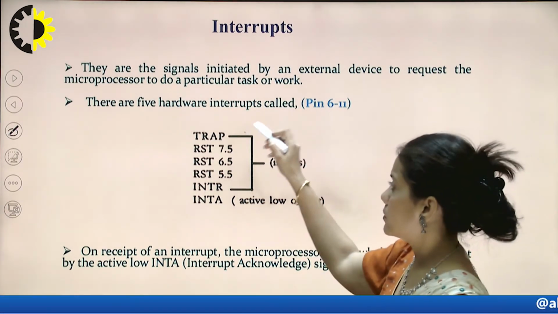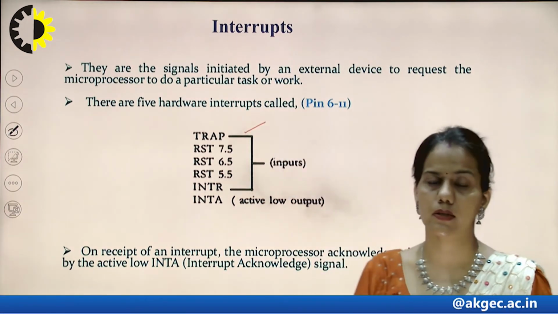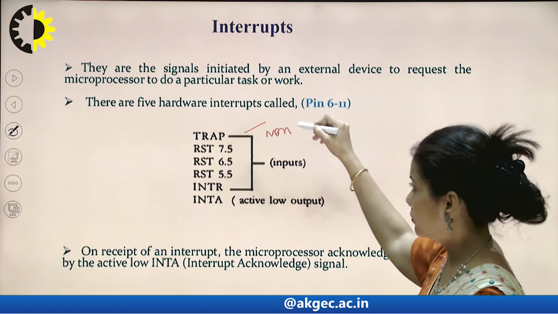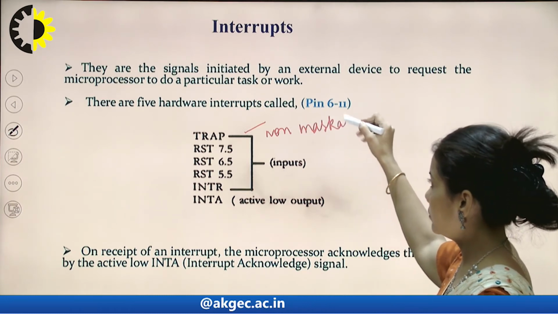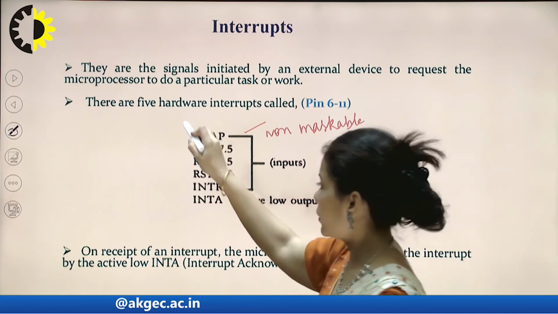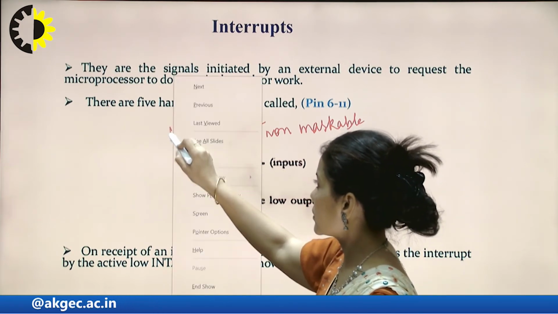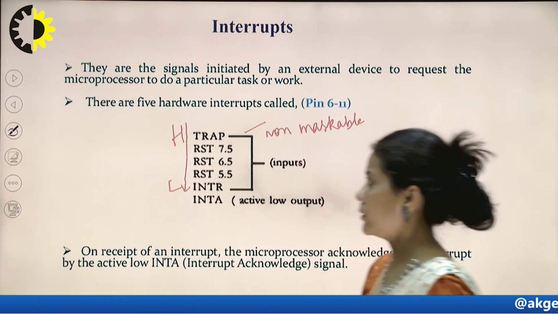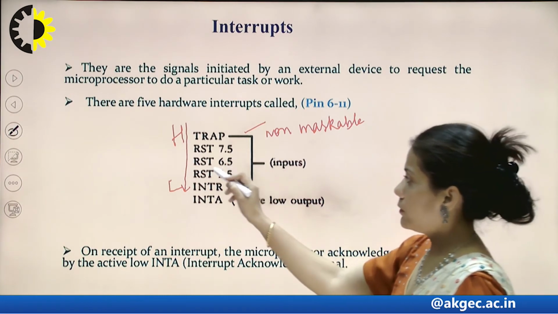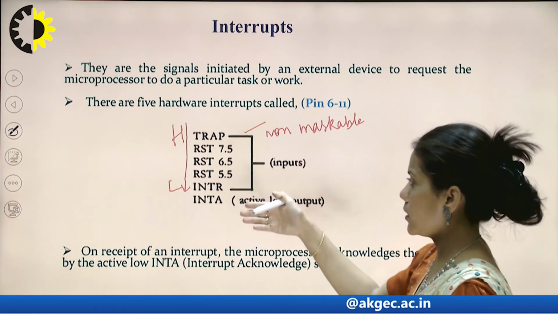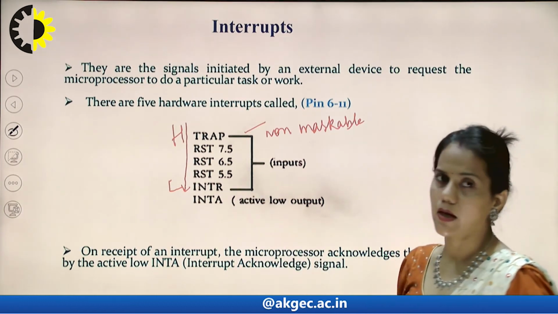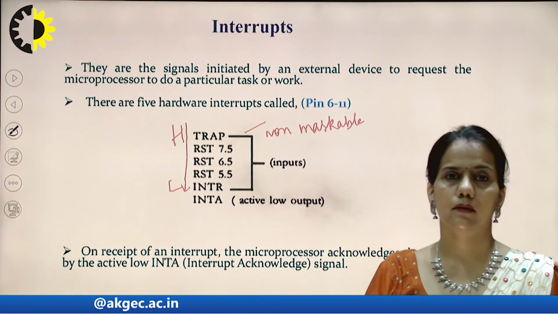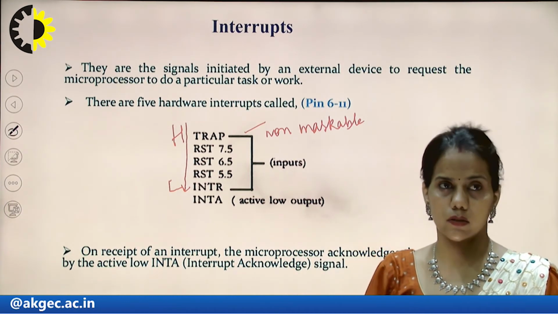So TRAP is the first and foremost interrupt, and this has the highest priority. This is also non-maskable. So here priority goes like this. This has the highest priority, and this INTR has the lowest priority. RST 7.5, RST 6.5, RST 5.5 are arranged priority wise, and lastly the INTR. So all these interrupts except the TRAP are maskable, and you can allow or disallow these interrupts.